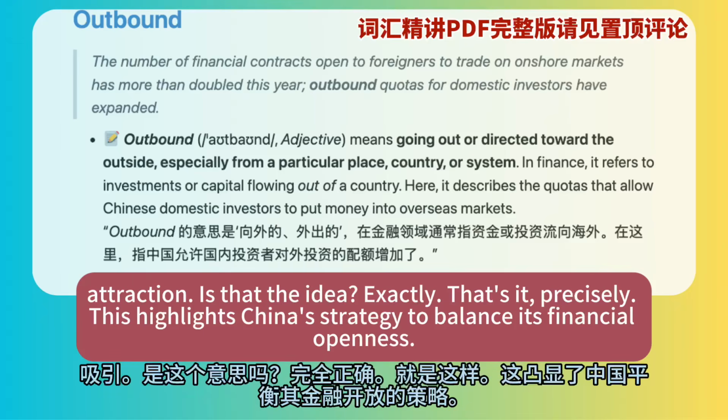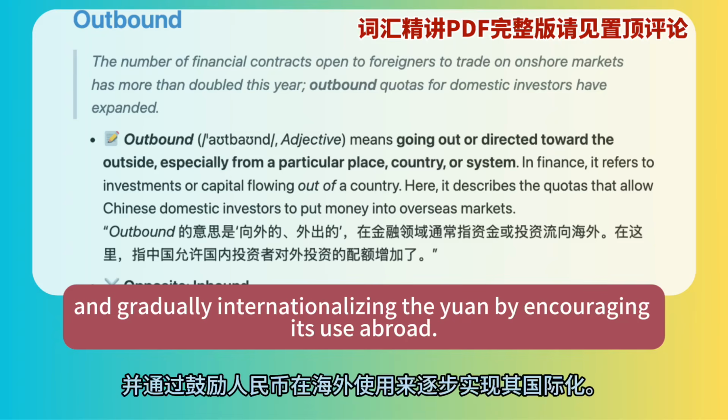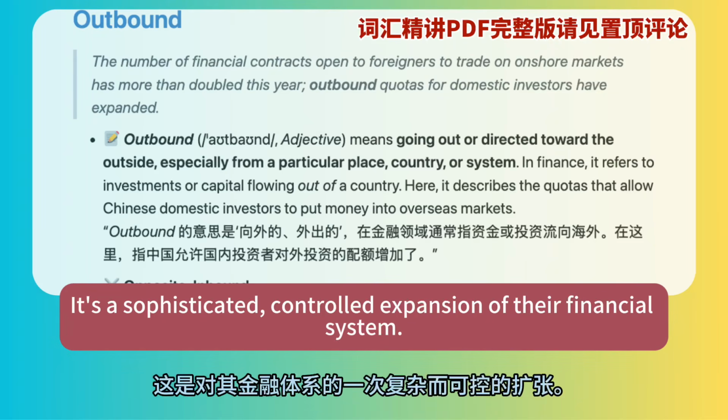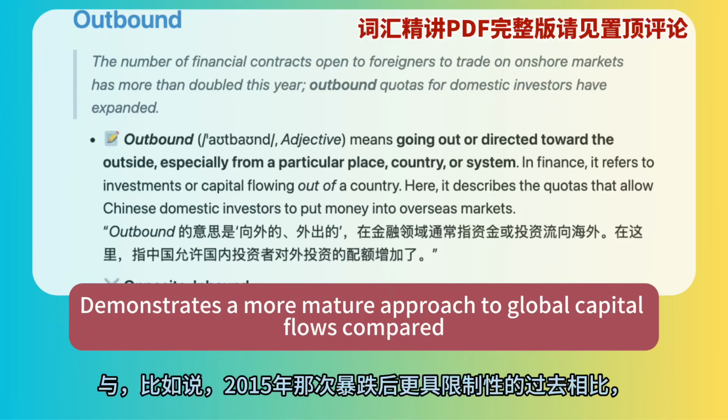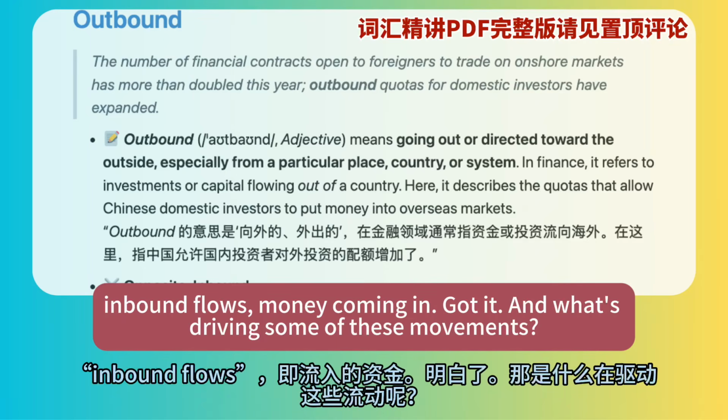Is that the idea? Exactly. That's it, precisely. This highlights China's strategy to balance its financial openness. It's about diversifying risk for domestic investors, potentially learning from foreign markets, and gradually internationalizing the yuan by encouraging its use abroad. It's a sophisticated, controlled expansion of their financial system. It demonstrates a more mature approach to global capital flows compared to, say, the more restrictive past right after that 2015 rout. Okay. The opposite, of course, would be inbound flows, money coming in. Got it. And what's driving some of these movements?